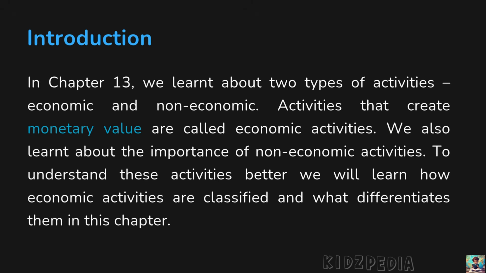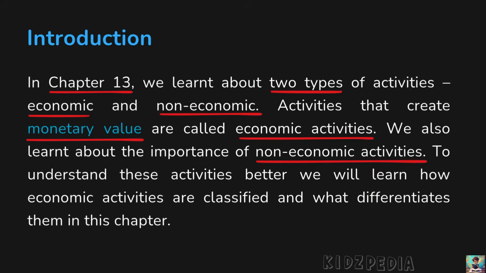So, in your last chapter, that is chapter 13, you learned about two types of activities, economic and non-economic activities. Economic activities are the things people do to earn money. For example, farming, teaching, selling goods, or driving a bus. These activities have monetary value, which means they help people make a living.